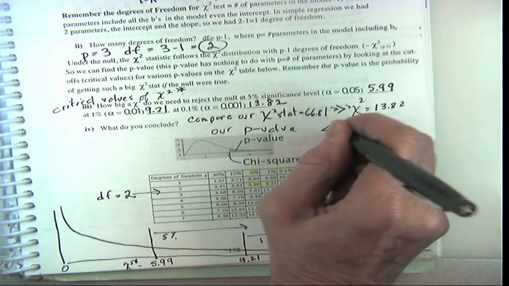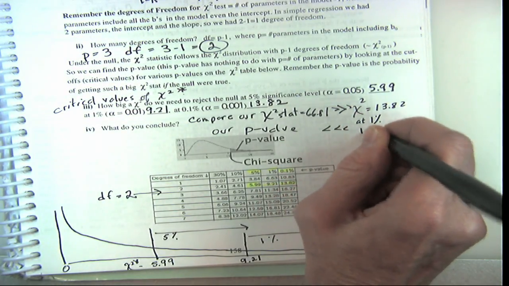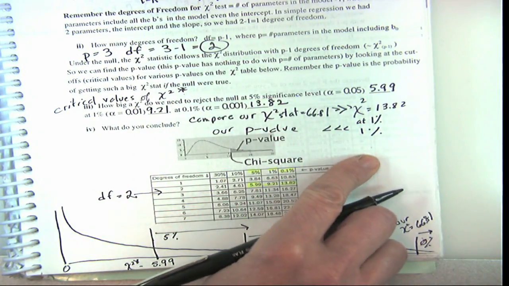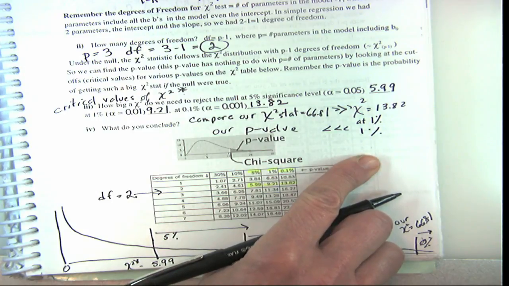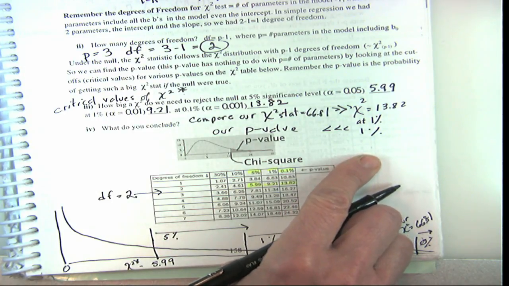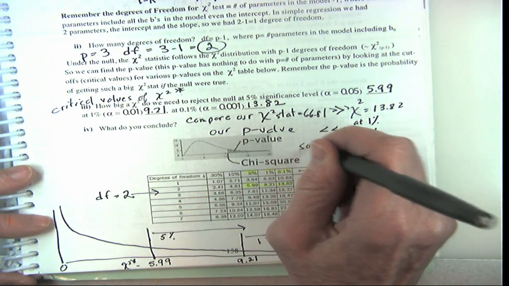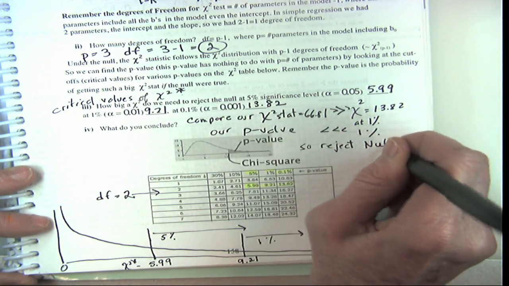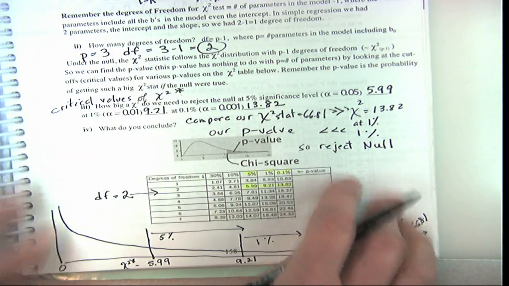So our p-value is so much smaller than 1%. So what does that tell us? If you have a p-value like this, there's overwhelming evidence to reject the overall null. So we'll reject the null big time. We're almost sure that our model has a signal in it.